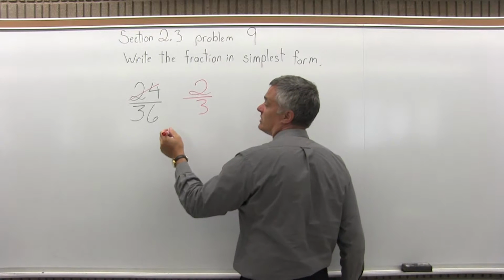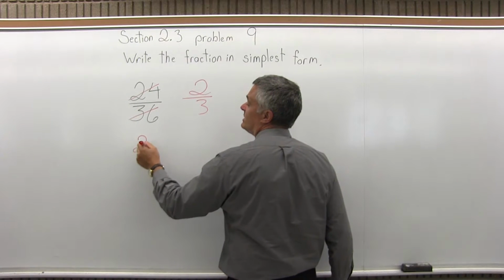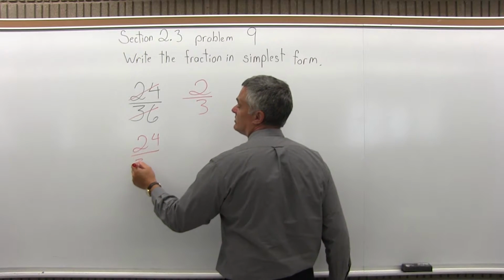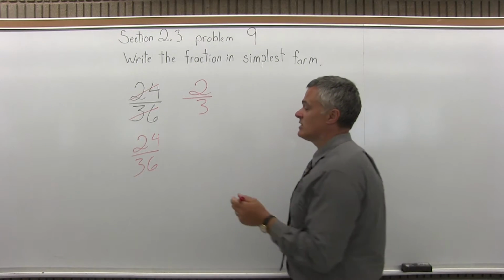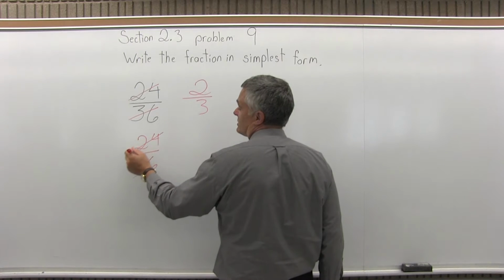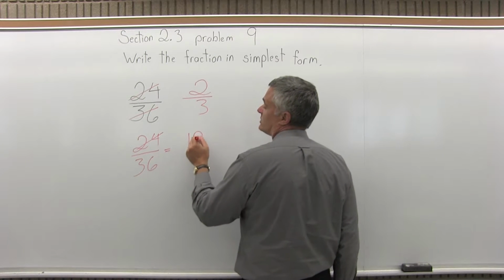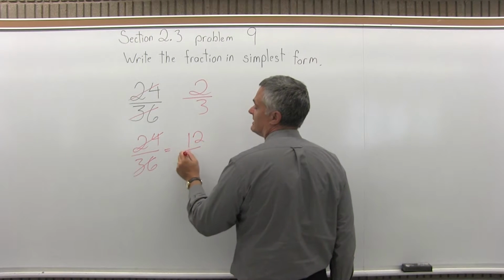So we have 2/3. Now, if you didn't notice the 12, let's say you only noticed the 2, you'd eventually get to the same place. So let's start this again. I can see they're both even, so I can cut them both in half. Half of 24 is 12, half of 36 is 18.